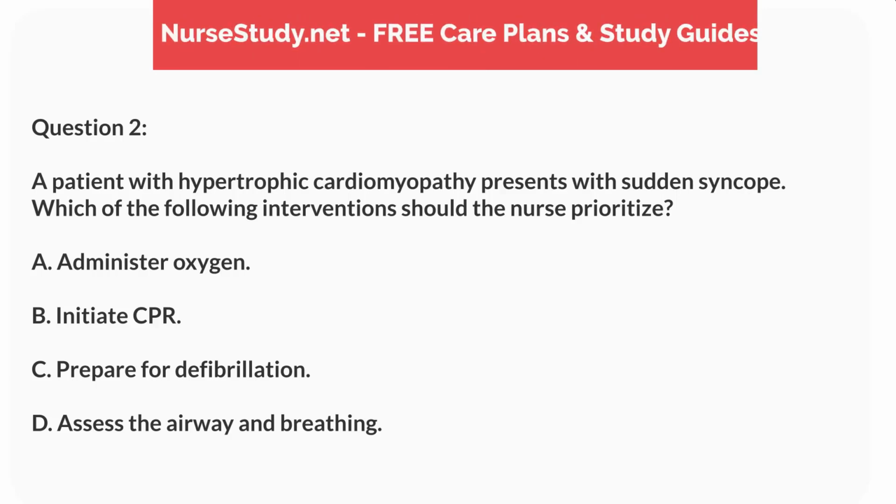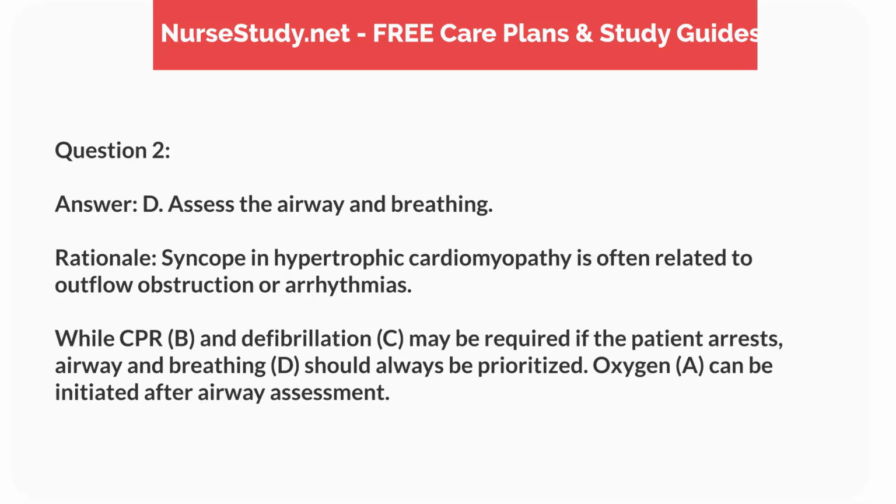Question 2. A patient with hypertrophic cardiomyopathy presents with sudden syncope. Which of the following interventions should the nurse prioritize? A. Administer oxygen. B. Initiate CPR. C. Prepare for defibrillation. D. Assess the airway and breathing. Answer: D. Assess the airway and breathing.